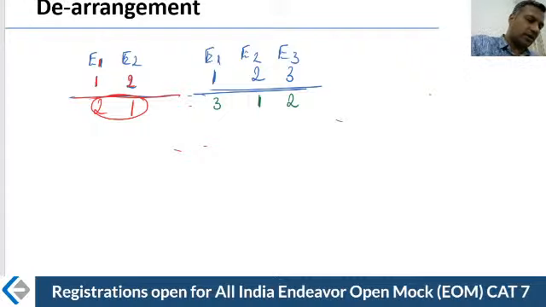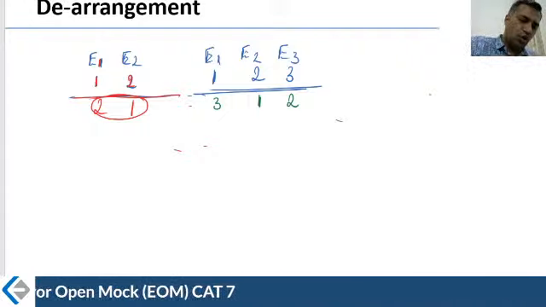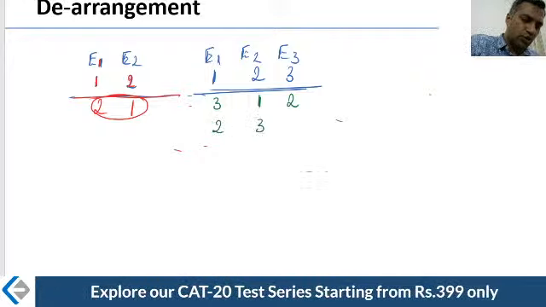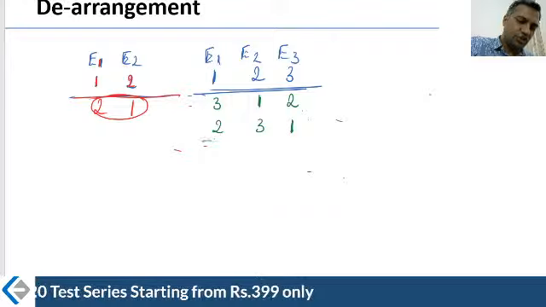Let's take another one. Is this the only way? No. 2 goes here, 3 goes here, and 1 goes here. Is this a derangement? Yes. None of them are getting the rightly addressed letter. These are the only 2 arrangements.